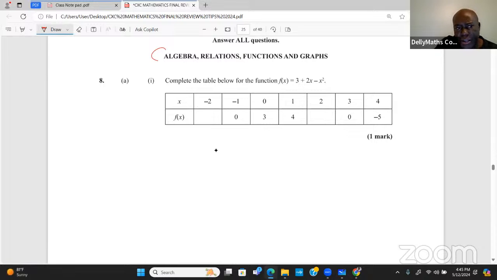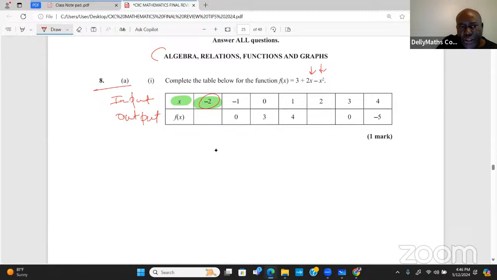The first question says here, number 8a, complete the table below for the function 3 plus 2x minus x squared. To complete this, all we're going to do is input. My x values are input. I'm going to put them up here. And then the result of that would be our output, okay? So I'm going to input -2 in the function where x is, and whatever value I get will be my coordinates. It's going to be my ordered pair that matches with it.